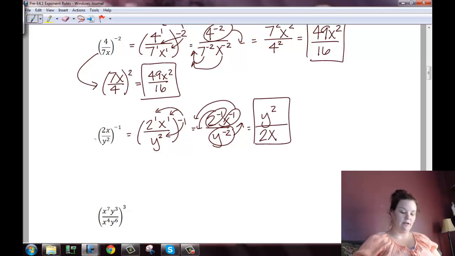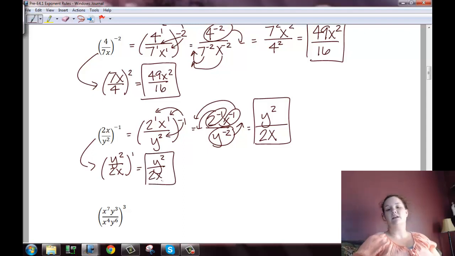And I'll show it works out the other way. If I flip this one first, if I see the negative exponent, I can go ahead and flip it and get y squared over 2x, and then just raise it to the first power, which in this case, anything to the first power is just itself. This would just be y squared over 2x. Okay. So either way, notice you do get the same thing.